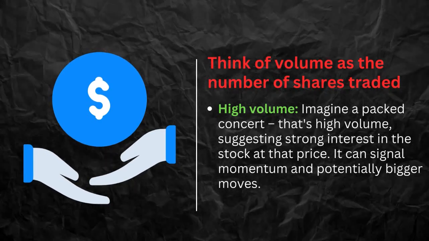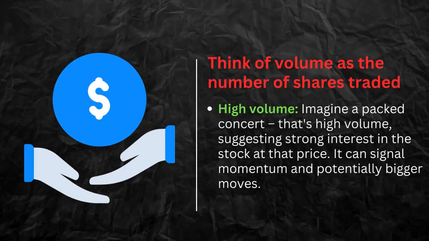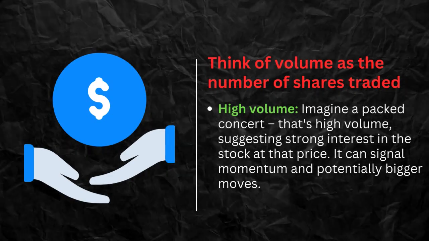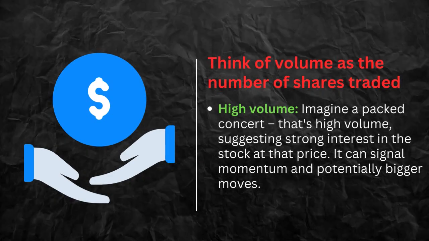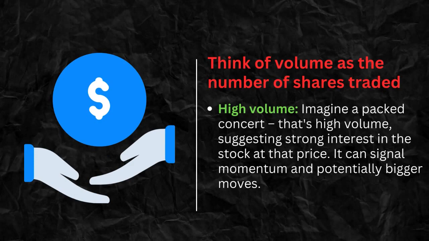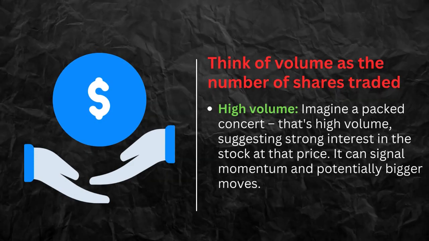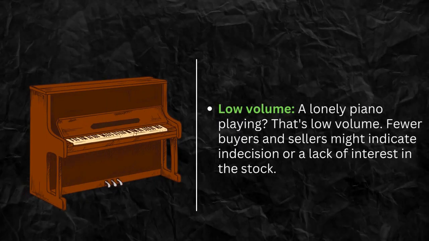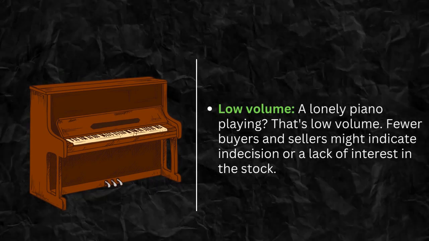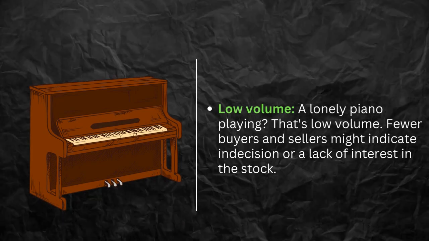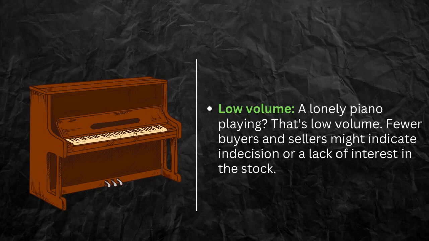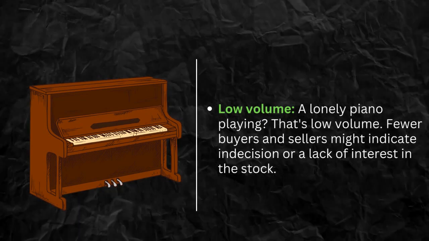So what does a high volume indicate? Imagine a packed concert. A packed concert is a high volume, suggesting a strong interest in the stock at that price, which basically signals a momentum or a potential bigger move. And for the low volume, imagine a lonely piano. Low volume indicates few buyers and few sellers in the market, indicating indecision in the market or a lack of interest in that particular stock.